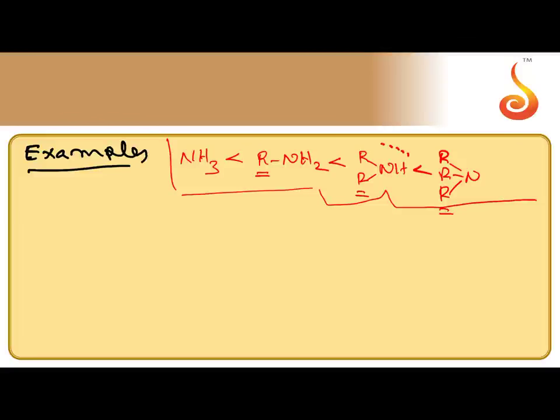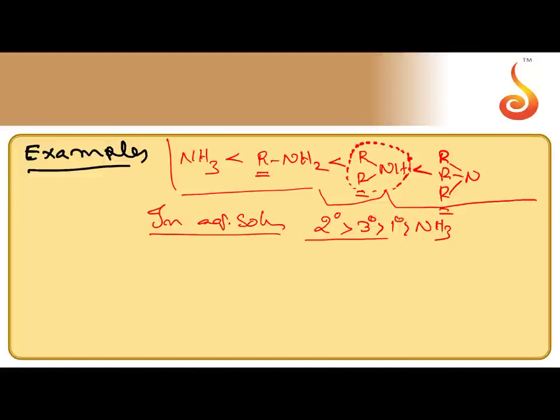In aqueous solution, what happens? A small difference. 2 degree amine only will become the strongest base in aqueous solution. Among these three, 2 degree amine only is the strongest base. 2 degree, next 3 degree, next 1 degree, and ammonia. This is only in aqueous solution. In vapor state, you have to remember, in vapor phase, 3 degree greater than 2 degree greater than 1 degree greater than ammonia.